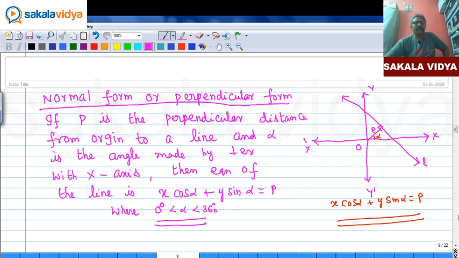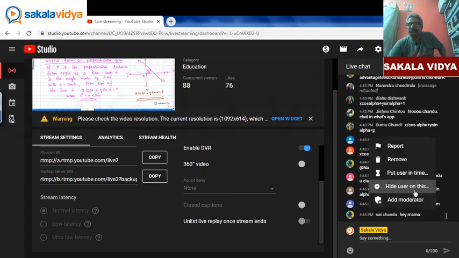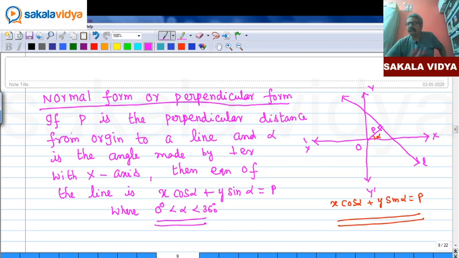So, just check it now, this is very very important. x cos alpha plus y sin alpha is equal to P, right.